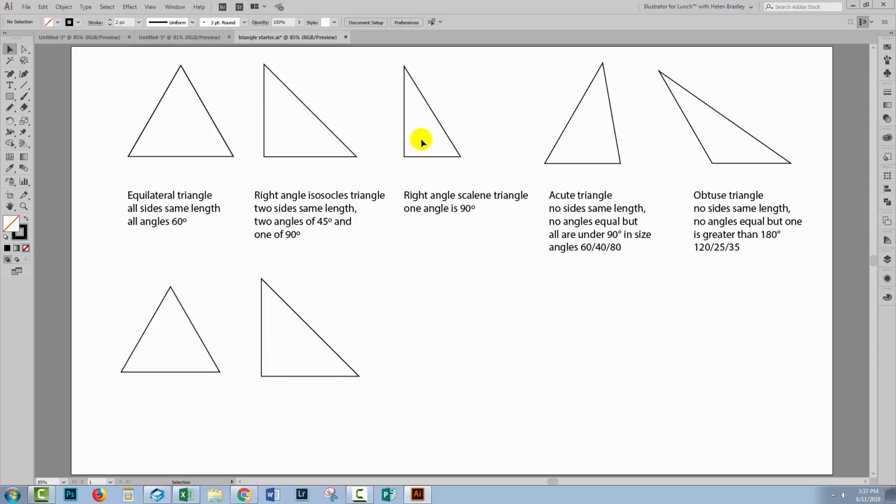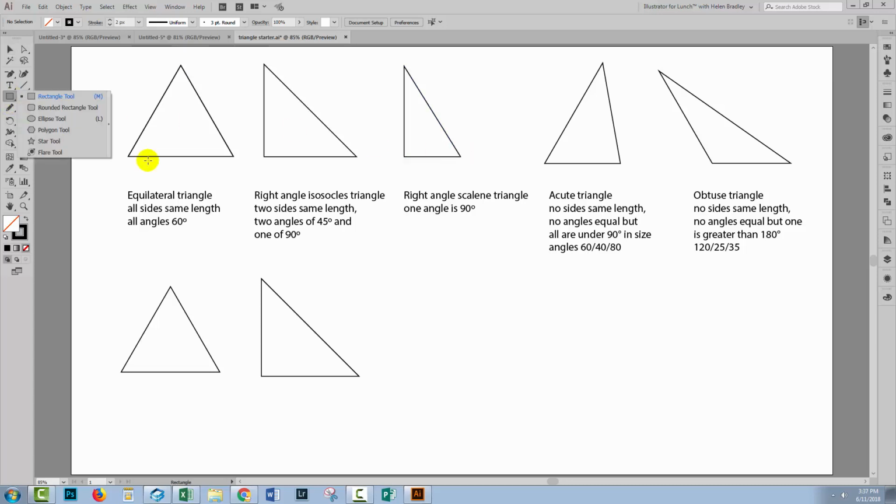This is a right angle scalene triangle. One angle, this one here, is 90 degrees. As for the rest of the shape, it's just any old how. But again, we've got some hint as to how to draw it because we know that if we were to extrapolate these lines, we would have just a regular rectangle.